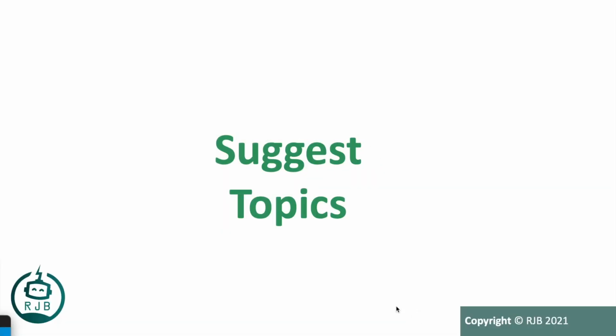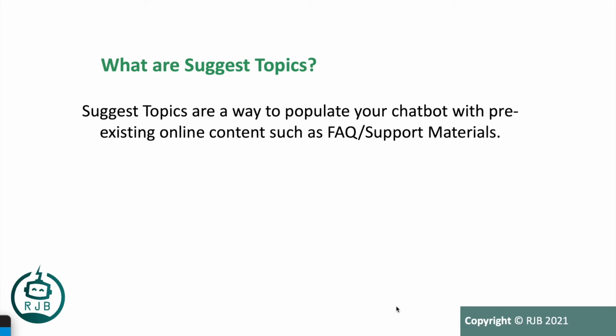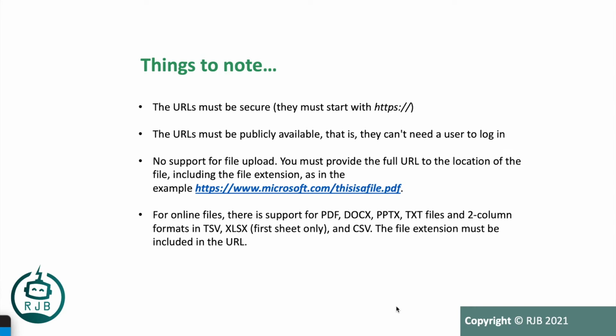Hi, folks. Have you ever thought about bringing existing content into Power Virtual Agent, just in terms of FAQs or support materials? If the answer is yes, then you're definitely interested in Suggest Topics. So, what are Suggest Topics? Suggest Topics are a way to populate your chatbot with pre-existing online content, such as support materials. If you have them lying in different areas on your website, you can bring them into your chatbot to answer some questions for you.